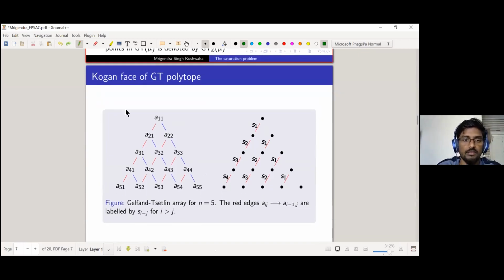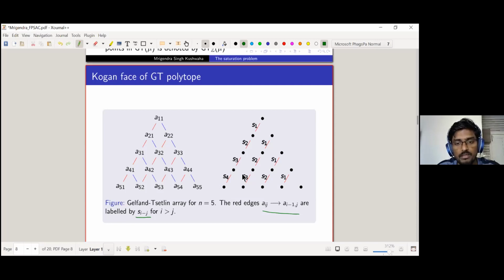So now we define a Kogan face of the GT polytope. Traditionally it is called the dual Kogan face, but we don't need the other one here, so we call this one the Kogan face. So what is that? In the GT pattern, we only consider these northeast edges, marked here in red. Here I have separately put the dots and marked them in red. And these edges you label by simple reflections, these s_i. What is the rule for labeling these edges? Label the edge from a_ij to a_{i-1,j} by s_{i-j}. So you label this one s1, this is s2, this is s3, s4, s1, s2, s3, s4.